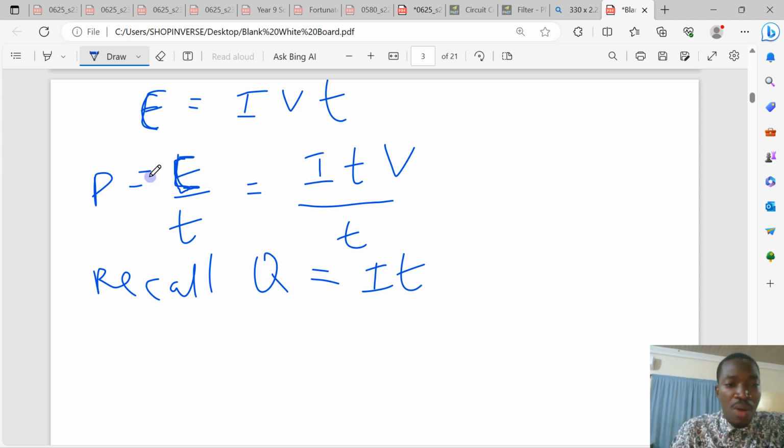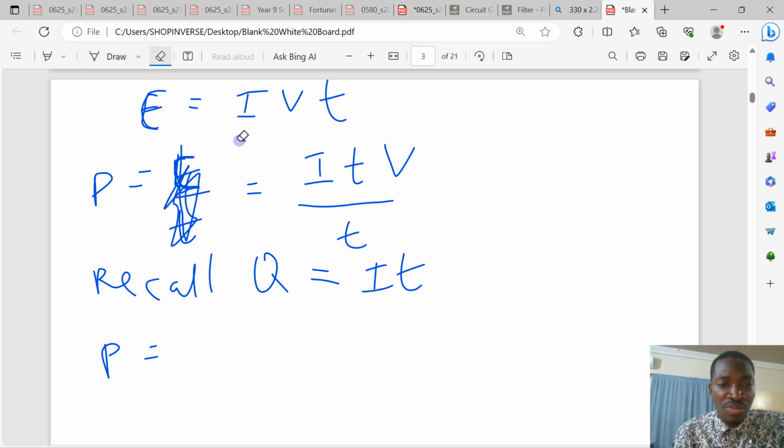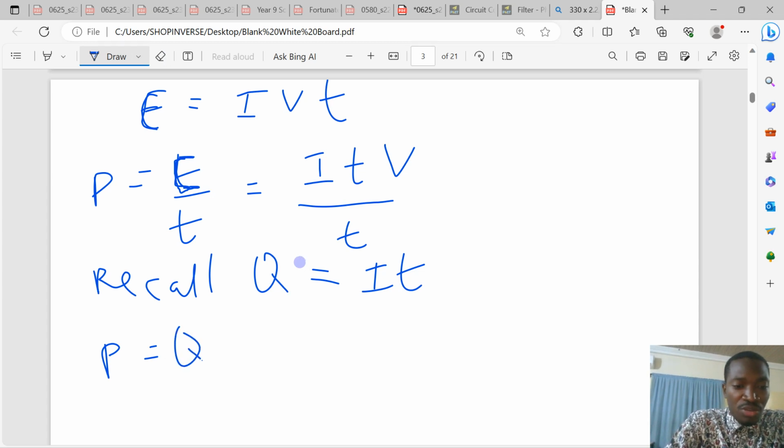So the power is equal to what? We don't need this anymore. This is what we need here, okay? Instead of writing IT here, we write Q. So we have Q multiplied by what? V, voltage, divided by what?